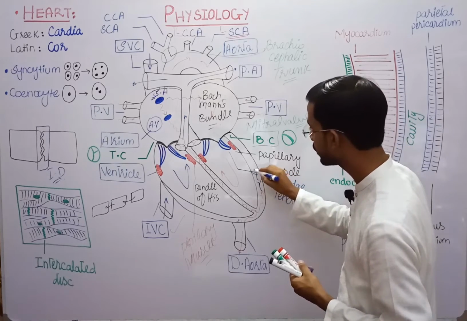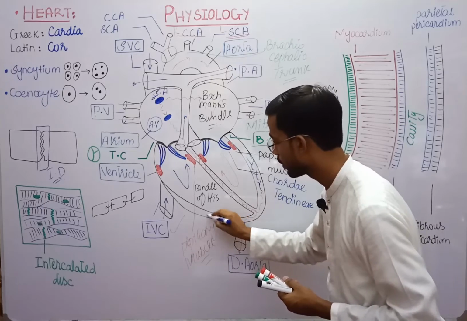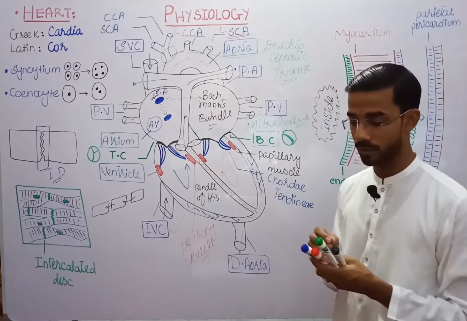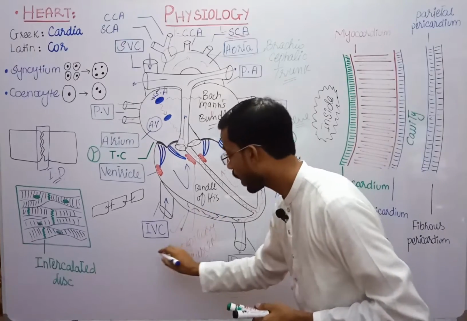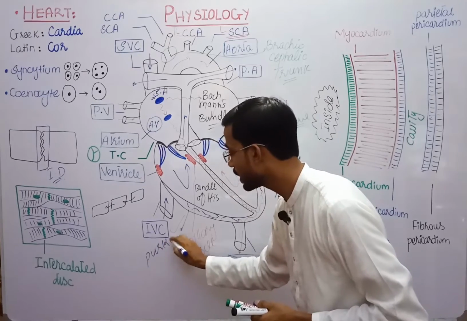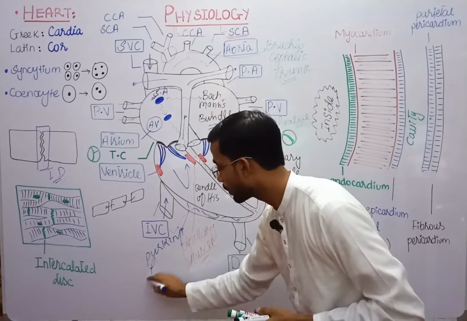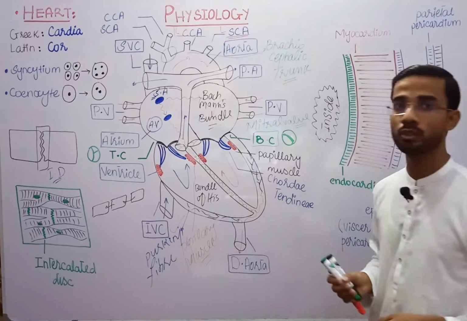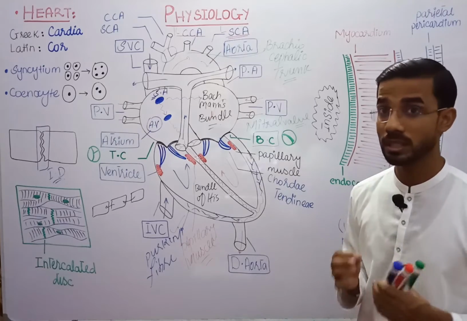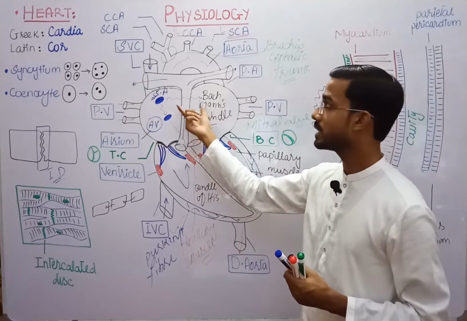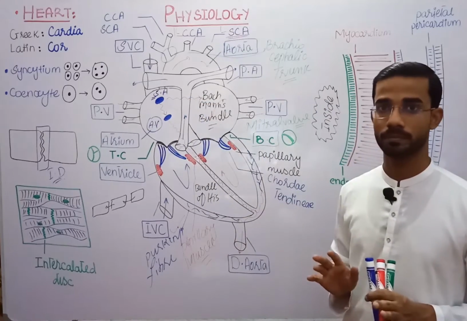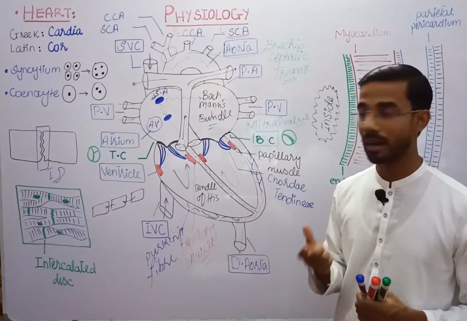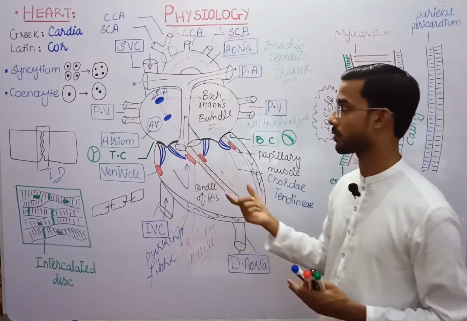and different branches arise from it, right? And at the end there are fibers which are called Purkinje fibers, right? They actually arise from the left and the right branch of the bundle of His. So you see that first of all this signal will travel into the two atria, right? It means the atria contract simultaneously, right? And the atria contract first, right?